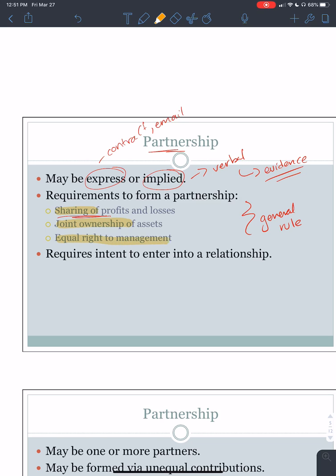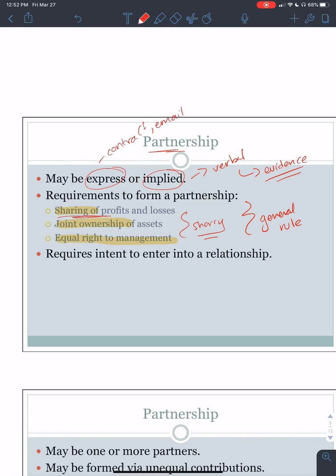And there has to be equal right to management, right? So maybe I manage this part, somebody else manages that part, but we have the ability to switch. Okay. So sharing, joint ownership, equal right to management. The theme is there has to be sharing. That's the theme, in order for there to be a partnership.